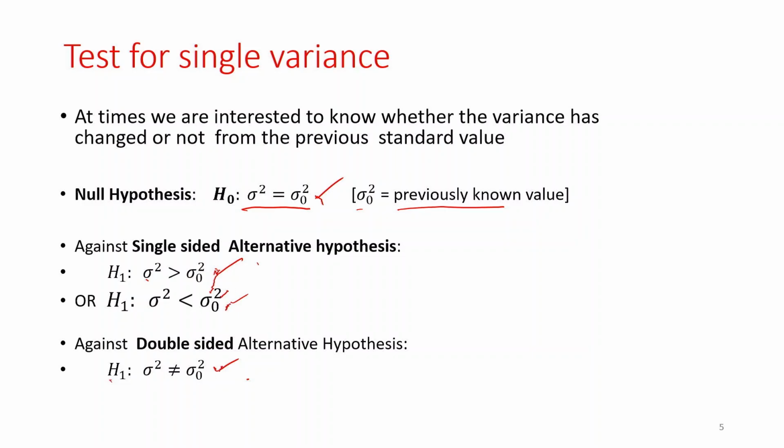And the third one says there is a difference between the present and the previous variances. But it does not mention whether it is more or whether it is less. It just says that there is a difference. The difference could be on the positive side, it could be on the negative side also. Both.